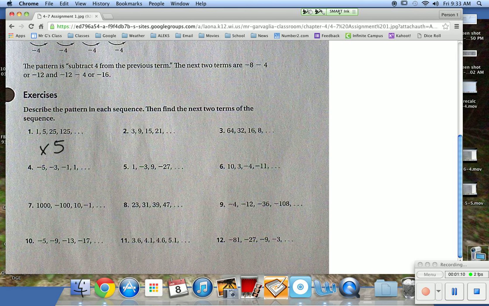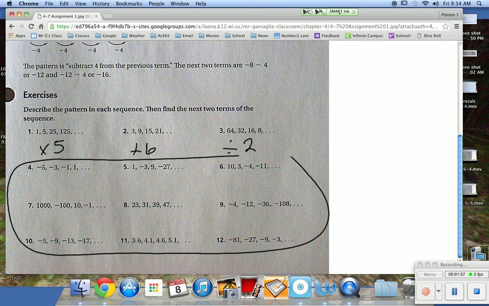I'm going from 3 to 9 to 15 to 21. What's happening each time? Adding 6. I'm plus 6 each time. I'm going from 64 to 32, 16, dividing by 2. All right? That's what you need to do on the rest of these here. You need to figure out the sequence for each of those.